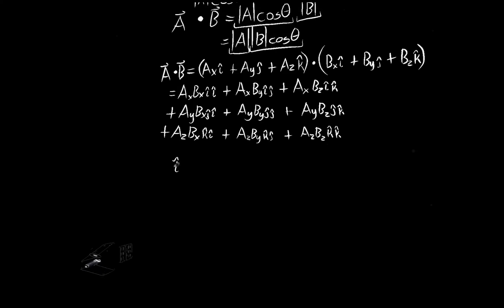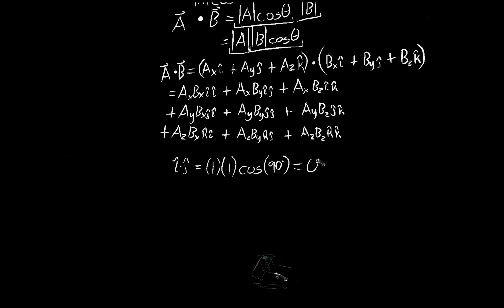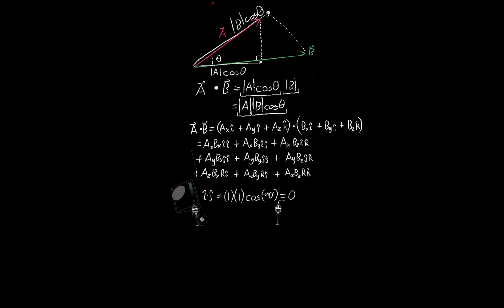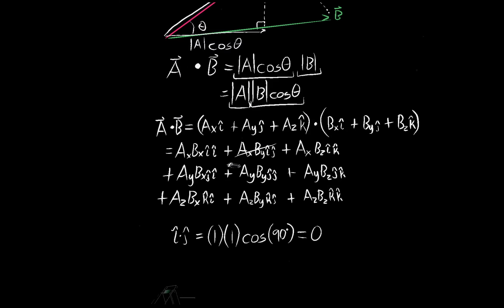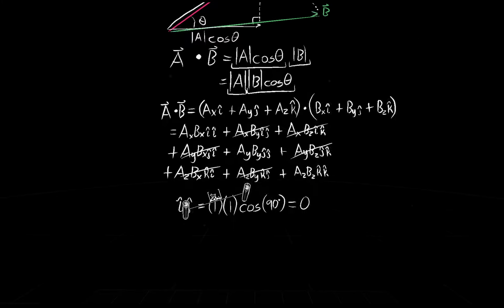For example, I hat times j hat, this is a dot product, and these are each unit vectors, so they're dot products in themselves. So this would be 1, because a unit vector is magnitude 1, times 1 times cosine of the angle between them. And the angle between two orthogonal vectors is 90 degrees, and the cosine of 90 degrees is 0. So every place we have two unlike unit vectors being dot producted together, we know it's 0. So that term 0, that term 0, that term 0, that term 0, that one, and that one. That knocked out a bunch.